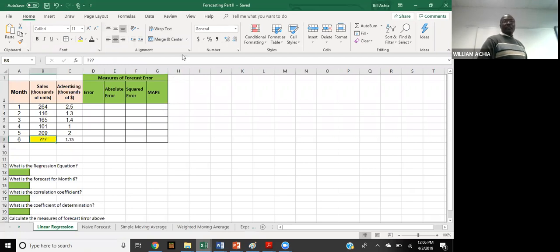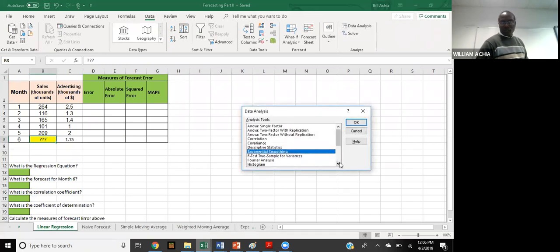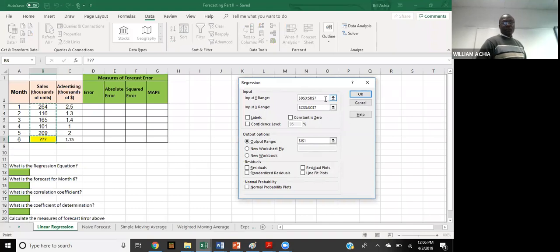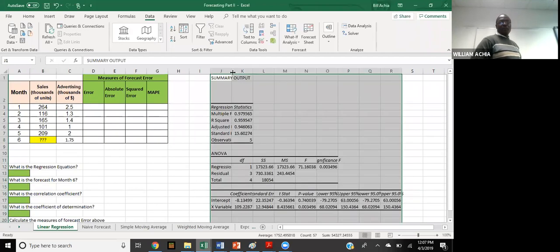So the approach that I discussed was to go into your data tab on Excel, open data analysis, open your regression tool, and say okay. With the regression tool, you'd input your Y range, which is your dependent variable. Sales are dependent on advertising. Your input X range is your independent variable. Advertising is not dependent on sales, it's the other way around. So sales becomes my Y and advertising becomes my X. With that in mind, Excel will run a regression for you and come up with your summary output.